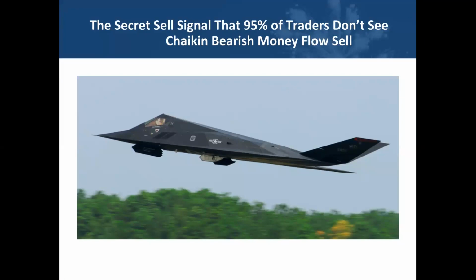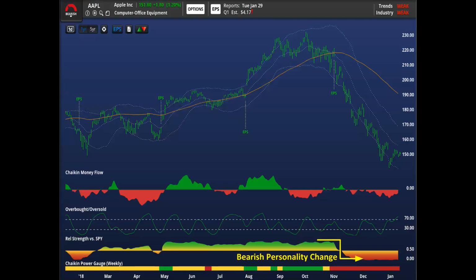I mean, wouldn't it be great if you had a signal and the tools to get you out of a winner and keep you out of a loser? We've identified that for you. It's called the Chaikin Bearish Money Flow Sell Alert, and I'm going to walk you through it now with probably the most famous name of them all. We all recognize this stock. It's Apple. It's one of the most widely owned stocks in the world.